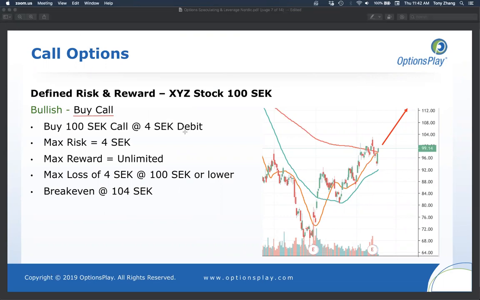Now, how many of you are familiar with the concept of a call option? If you are, please type yes. If you're brand new to call options, please type no into the chat window.